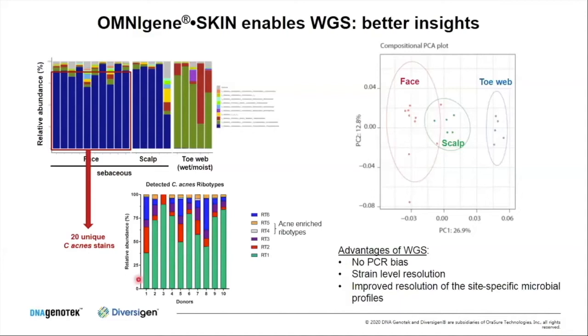And as you can see, when you look at our 10 donors, they're mostly dominated by ribotypes 1, 2, and 3, which is expected in healthy donors, but we were also able to detect ribotype 4 and 5, which are known to be enriched in acne patients. And here they're low because we're looking at skin samples from healthy individuals.